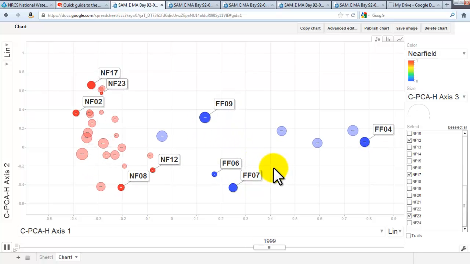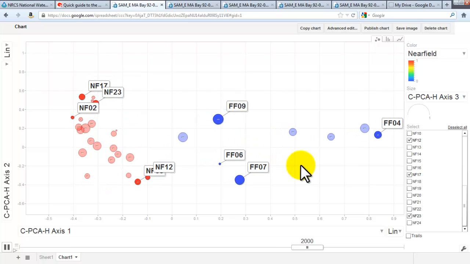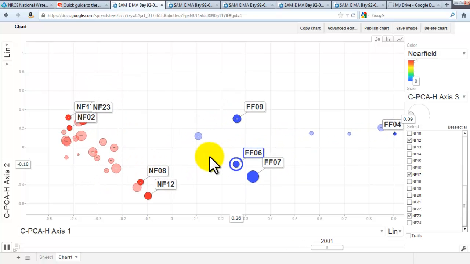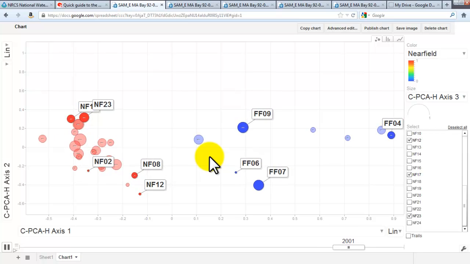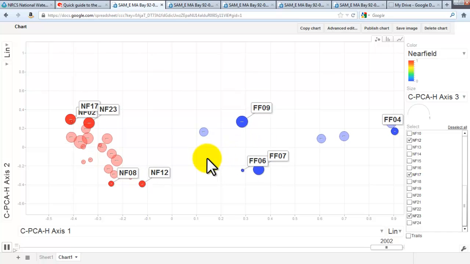We're heading up to 1999, 2000. There we see it, the transition from 2000 to 2001. It's almost like there is a magnetic repulsion between the near field and far field stations as they diverge slightly after the outfall went out.